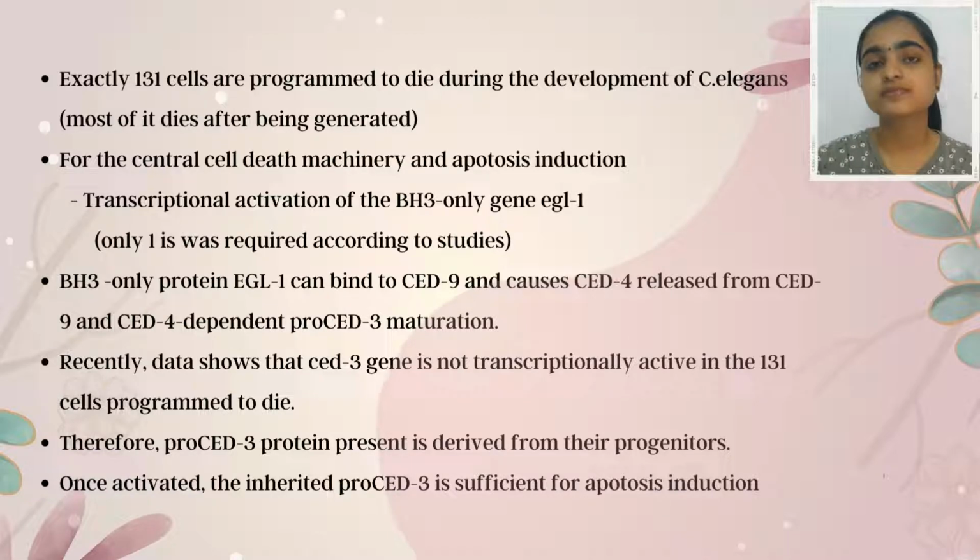So this observation suggests that the pro-CED3 protein present in these cells is derived from their progenitors. It also suggests that once activated, the amount of pro-CED3 protein inherited from the progenitors is generally sufficient for apoptosis induction.